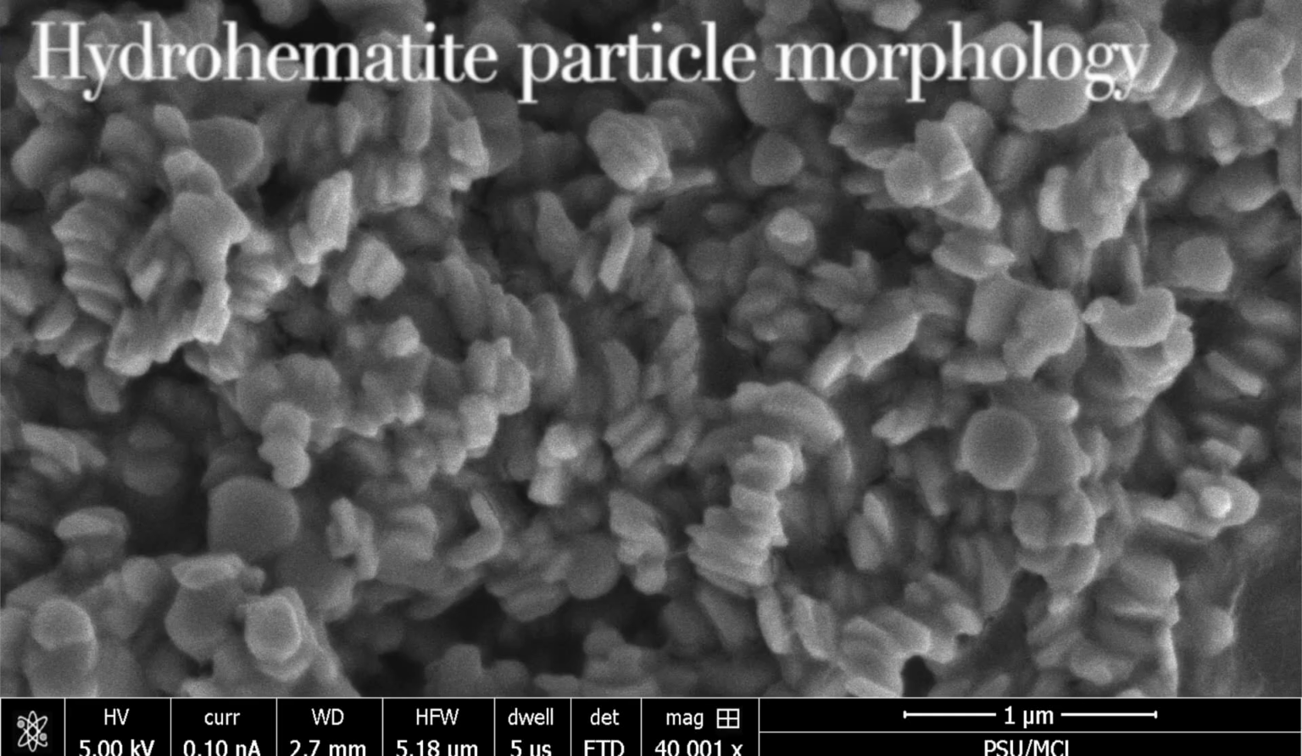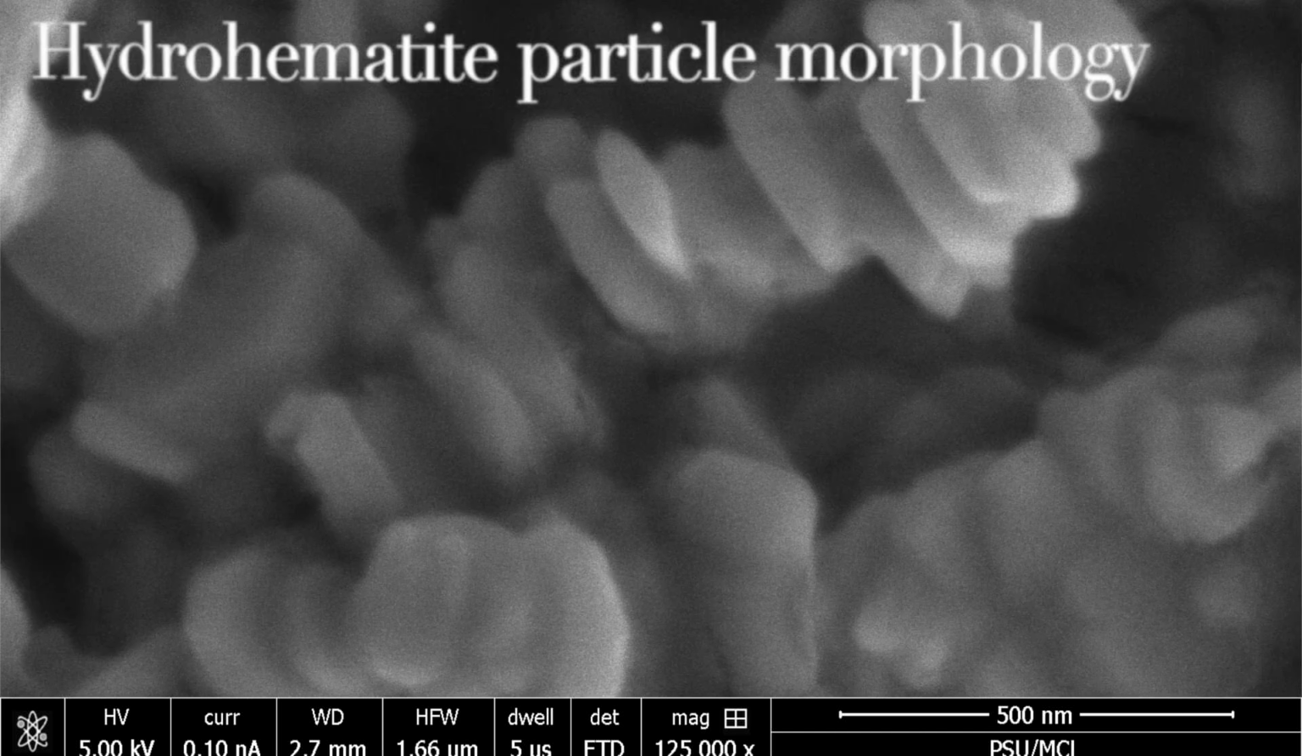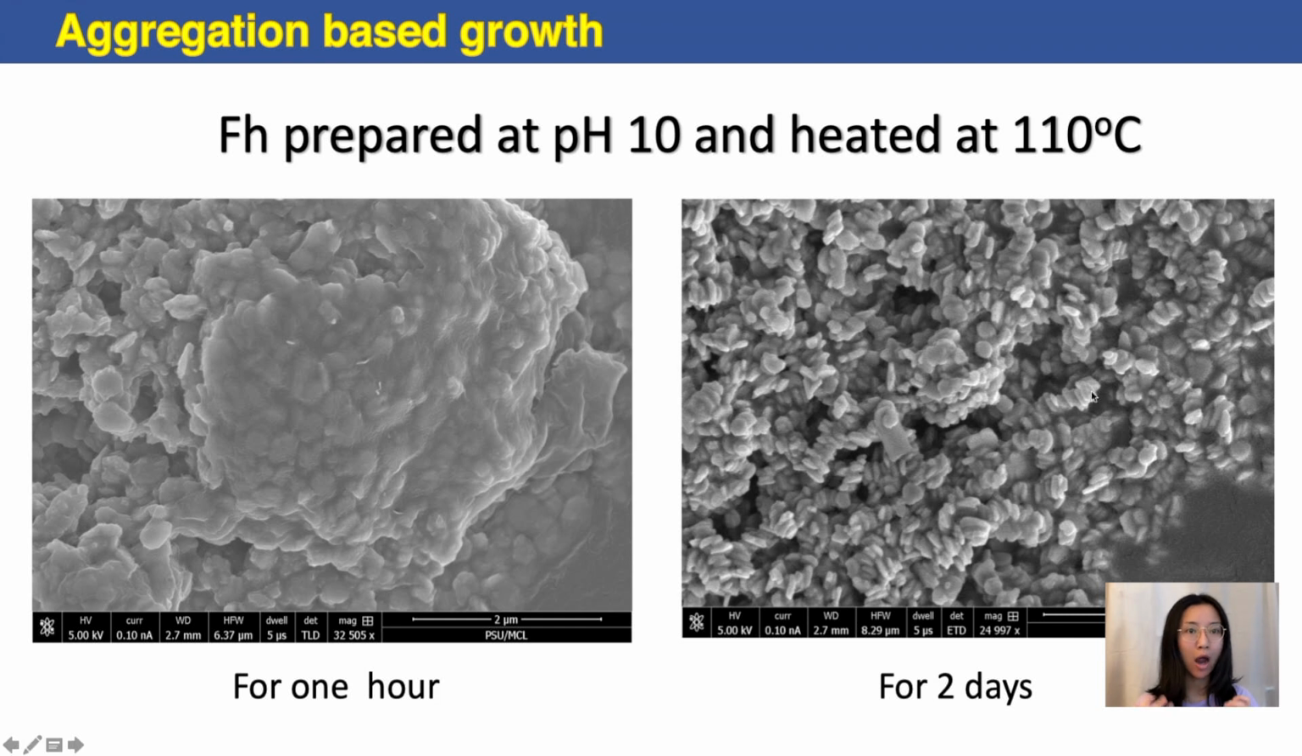We observed the particle morphology of our hydrohematite end product using scanning electron microscopy. Hydrohematite particles were very aggregated and compacted. We suggest that the decrease in iron vacancies was accomplished by the aggregation and the growth of hydrohematite nanoparticles.